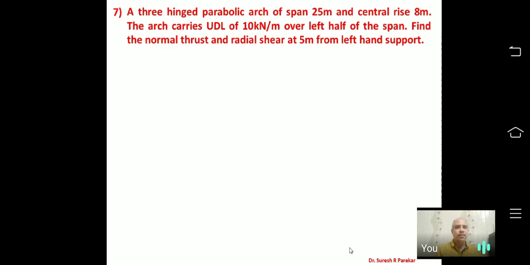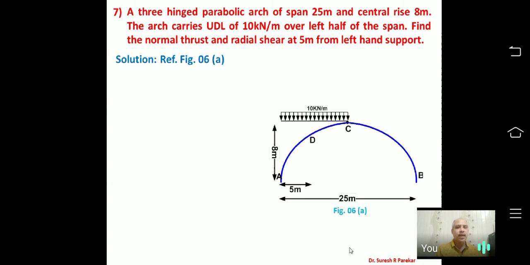So we have 3-hinged parabolic arch, span 25 meter, central rise 8 meter. The arch carries UDL 10 kilonewton per meter over left half of the span. So we have to draw first the diagram. So we have this arch, UDL 10 kilonewton per meter, 8 meter rise. What we have to find? We have to find out normal thrust and radial shear at 5 meter from left hand support.